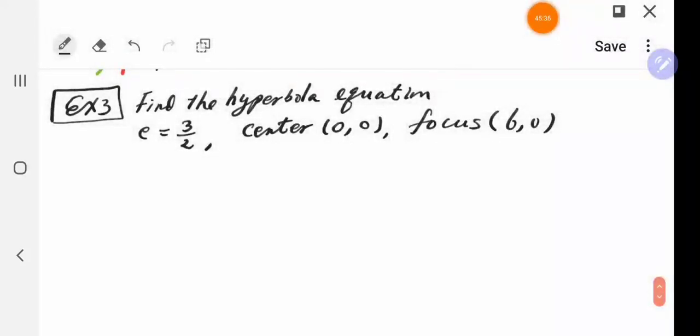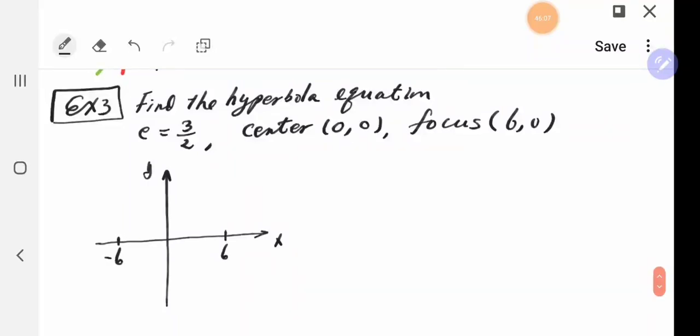Example 3. This time let's find the equation of a hyperbola where the eccentricity is given, the center is at the origin, and the focus is (6, 0). So let's plot this point. The center is (0, 0), and then the focus is 6. That means this is a focus, and the other side is also a focus. The focus is on the x-axis, so the graph should look like this.